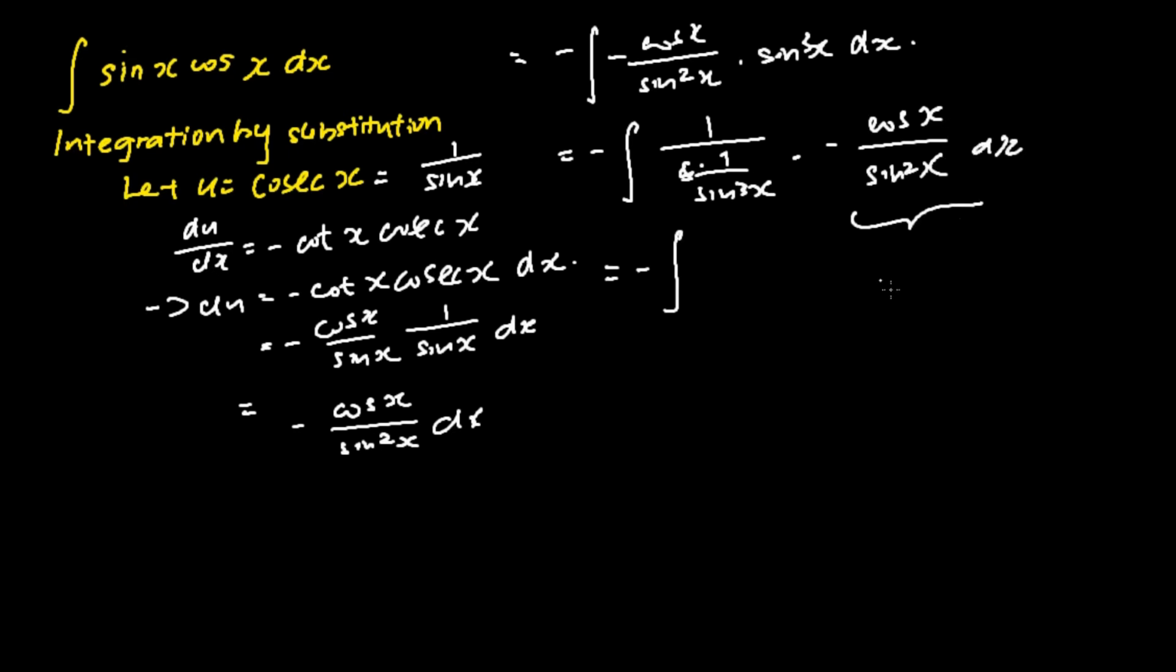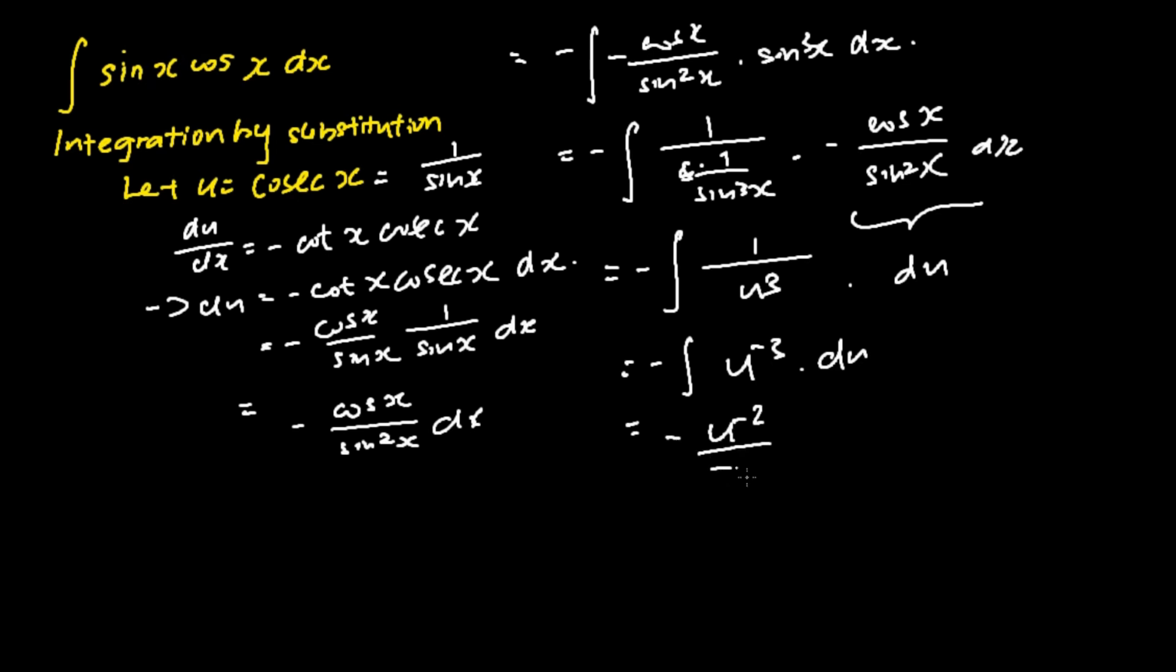So now I can perform the change of variables: my negative cosine x over sine square x dx as du, and my 1 over sine cube x as u cube. So we are basically just integrating u to the power negative 3 du. After evaluating it, we get u to the power negative 2 over negative 2 plus c, which is the same as half times u to the power negative 2 plus c.